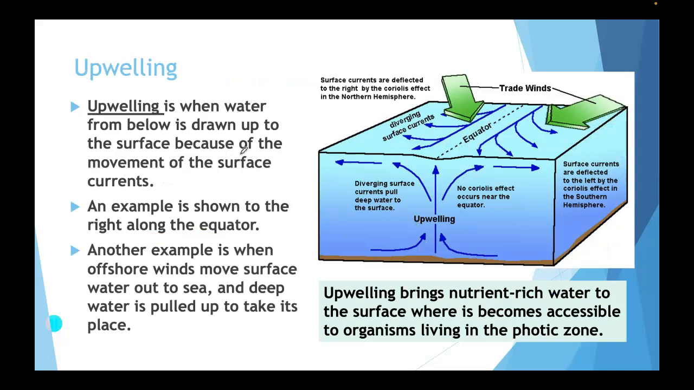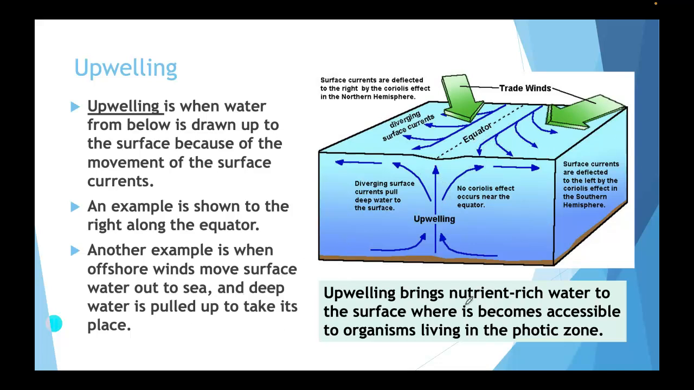All right, and then upwelling. This is an interesting thing that happens. So upwelling is when water from deep below the surface is drawn up to the surface because of the movement of the surface currents. So as the wind blows and we get these surface currents of water, those surface currents help to create the deep water to upwell or come up. And it happens at the equator. It can also happen at shorelines.